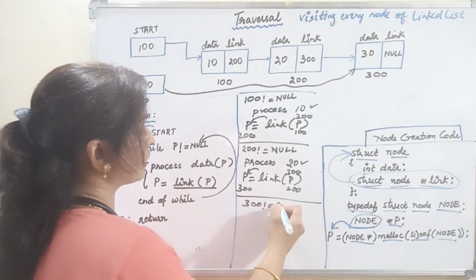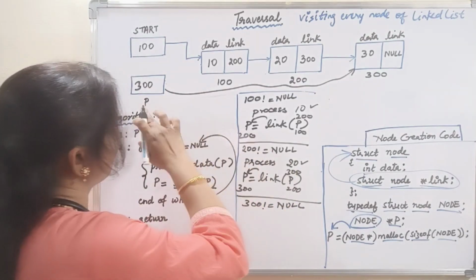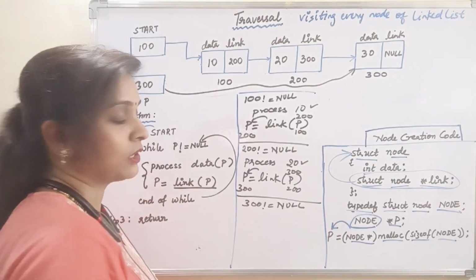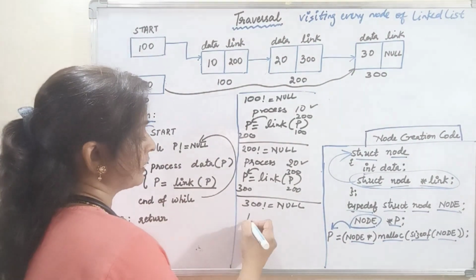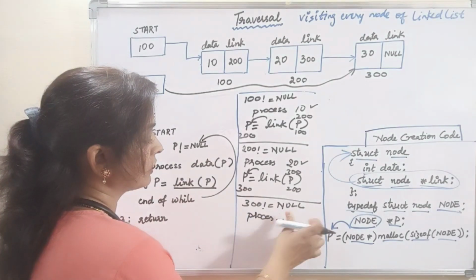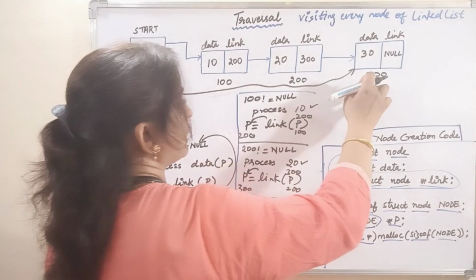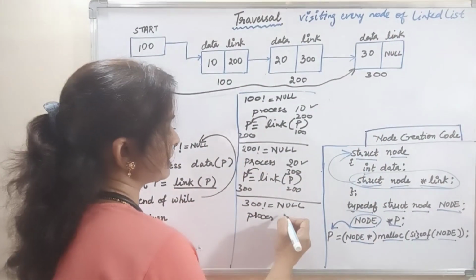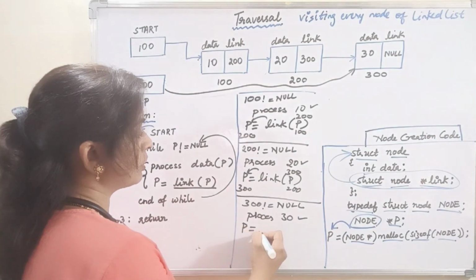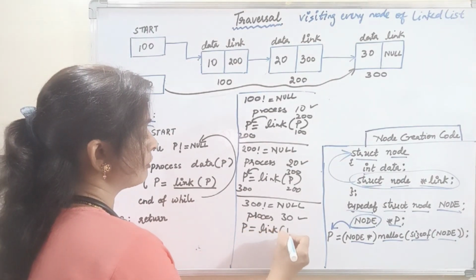300 not equal to null? Yes, of course, P not equal to null. Yes, it is pointing to 300. It is not pointing to null. Condition true. Then again process data part of P. So P is pointing to 300. Data part of 300 is 30. Process 30. Some operation.